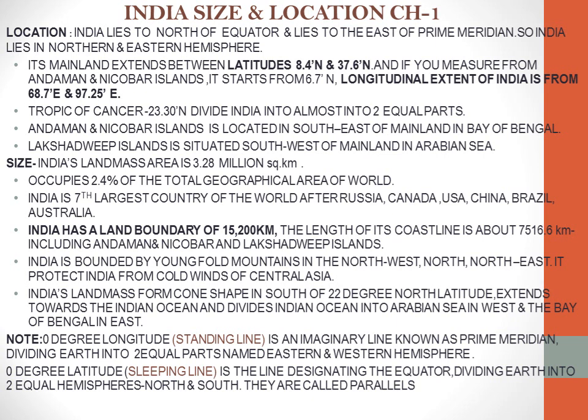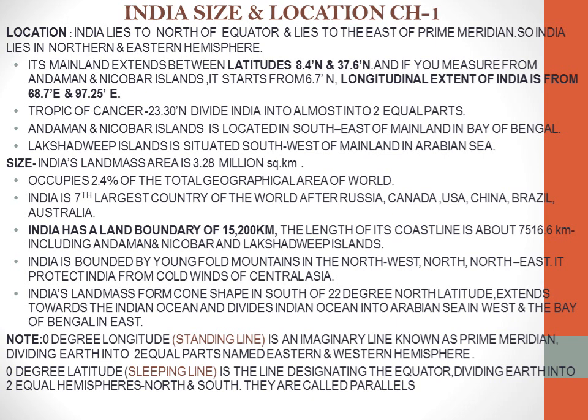degree east. The Tropic of Cancer, as we know, is at 23 degree 30 minute north and it divides India into almost two equal parts. So we experience tropical as well as temperate climate because of the Tropic of Cancer, as it divides India into two equal parts. Now Andaman and Nicobar are located in the southeast of the mainland, in the Bay of Bengal. Lakshadweep Islands are situated to the southwest of the mainland, in the Arabian Sea.